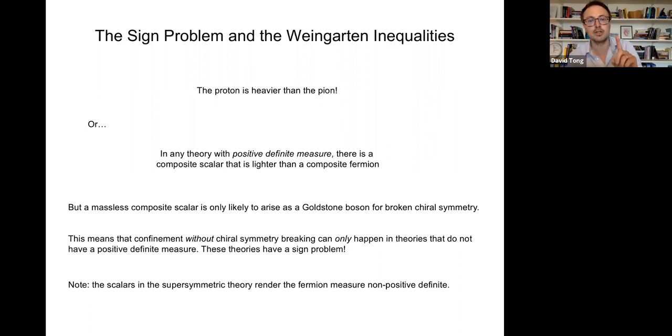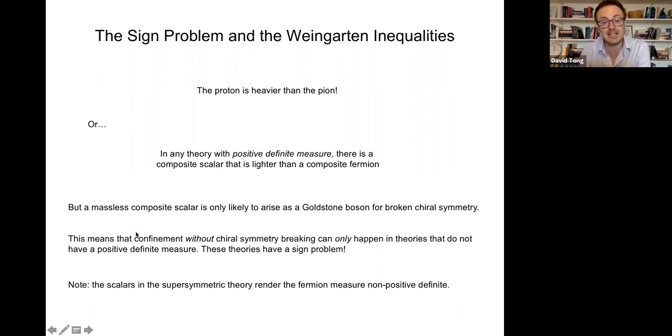Now, the only reason that you would get massless scalars is if a symmetry is broken. Massless scalars don't just arise for no reason. They arise because of symmetry breaking. They're Goldstone bosons. In other words, if you have a theory with a positive definite measure, you get a massless composite fermion only if you spontaneously break the symmetry. But I don't want to spontaneously break the symmetry. The whole goal was to do this without spontaneously breaking the symmetry.